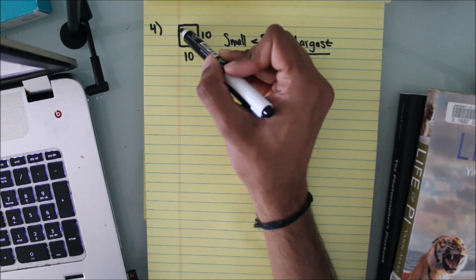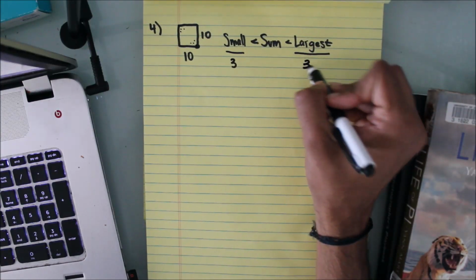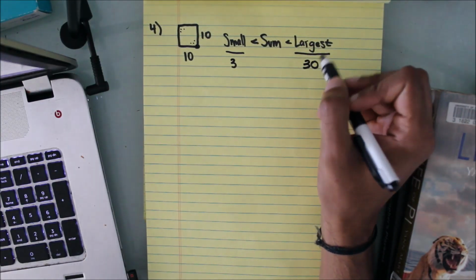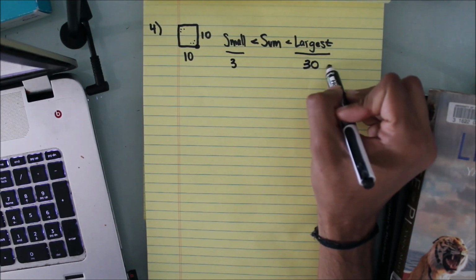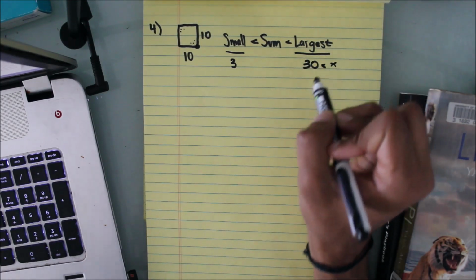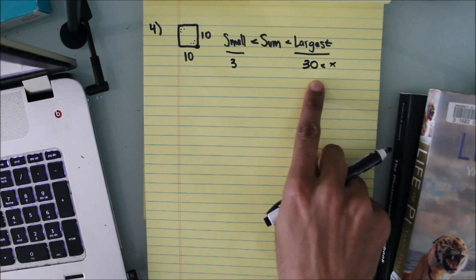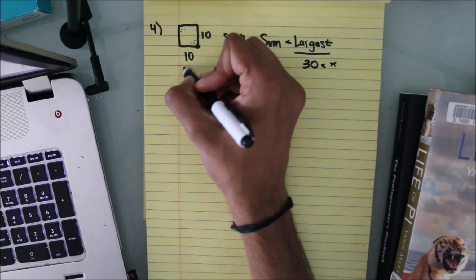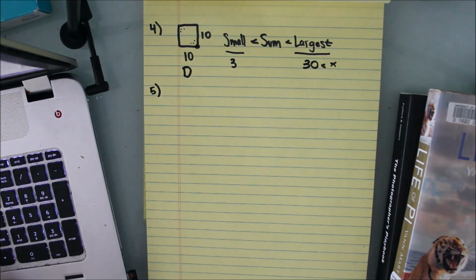Because if this is 10, this diagonal is going to be more than 10. So then that would be closer to like 30 or a little more than that, right? It would be a little more than 30. So like x would be greater than 30. Therefore, since we have values that are both smaller than 30 as well as greater than 30, the answer for this question will be D. Okay, now let's move on to number 5.